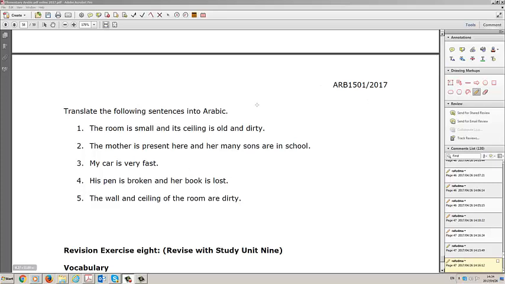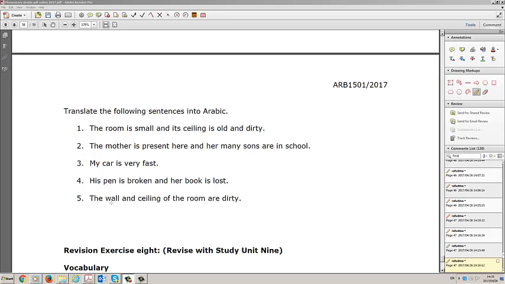Then you can also say my car is very fast. At least the translation here would be سيارتي سريعة جدا. Okay, جدا doesn't change, so that would be سيارتي سريعة because it's feminine. The car is feminine. جدا. His pen is broken and her book is lost. قلمه مكسور وكتابها مفقود.